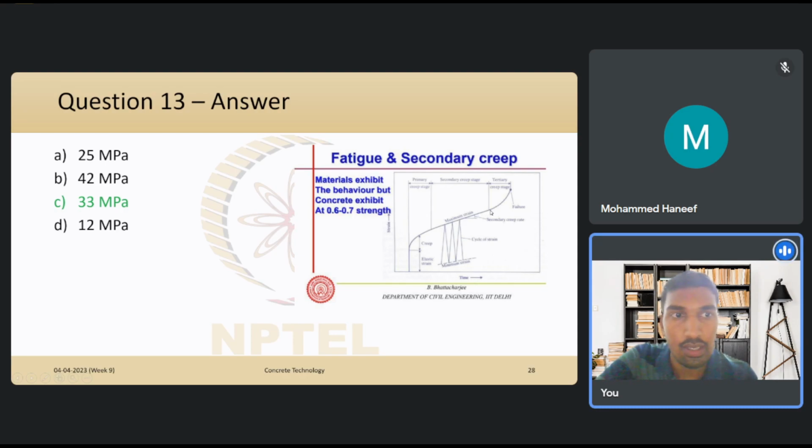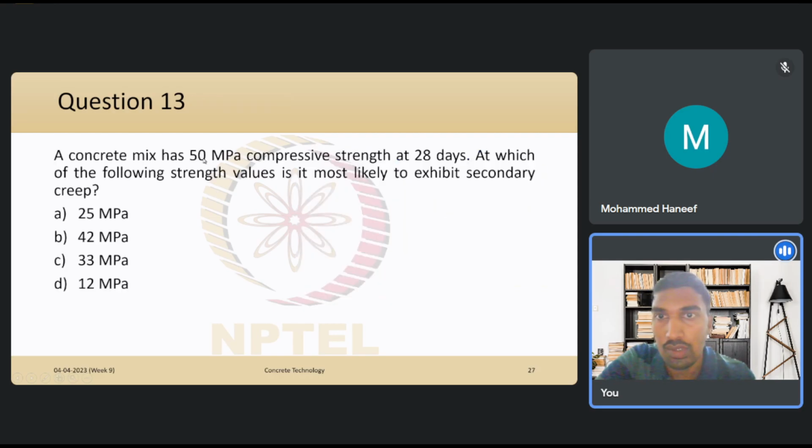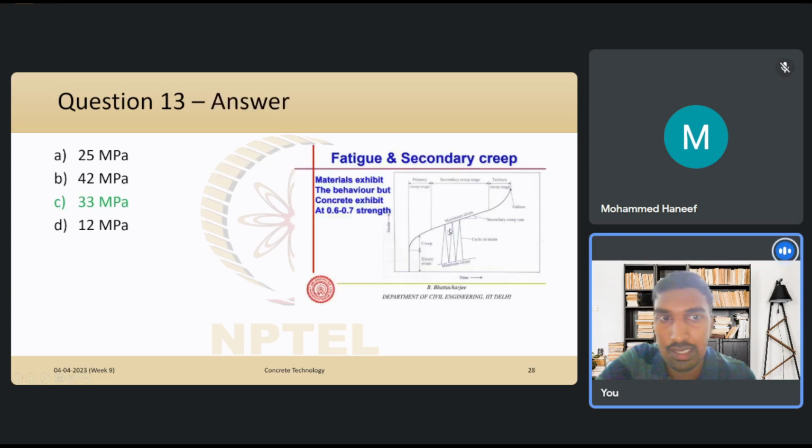And then after some point of time, we will see that the rate of increase will be higher, right? So it will be increasing at an increasing rate, and then it will fail. So this is the third stage, or the tertiary creep stage, right? And we are now interested in this middle portion, which is called the secondary creep stage. This secondary creep is usually observed at about 0.6 to 0.7, or 60 to 70% strength levels, right? So here we are looking at 50 MPa compressive strength at 28 days.